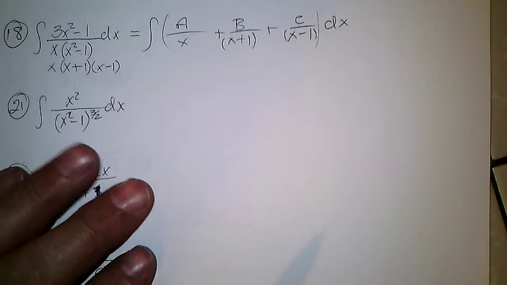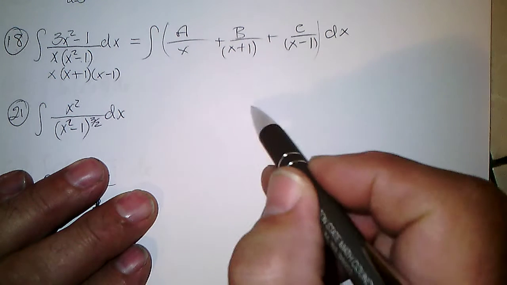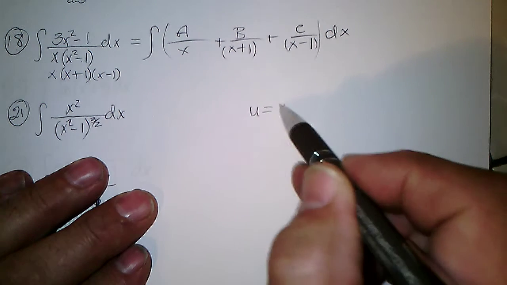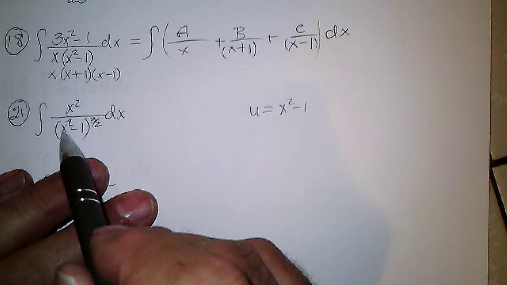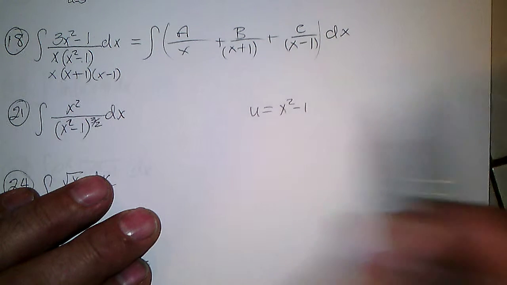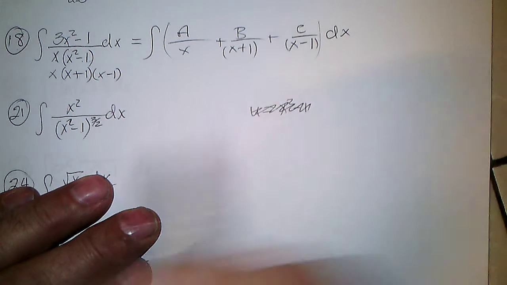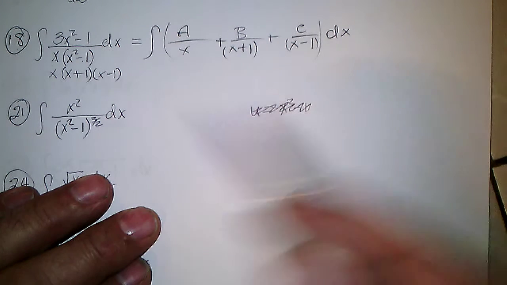Now, what we might try here on this one is to let u equal x squared minus 1. Or we would use a trig substitution. This is like x squared minus a squared. I think I would use an x squared minus a squared. Yeah, I think I would.